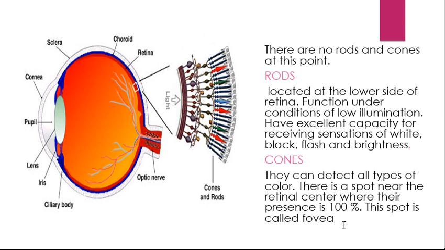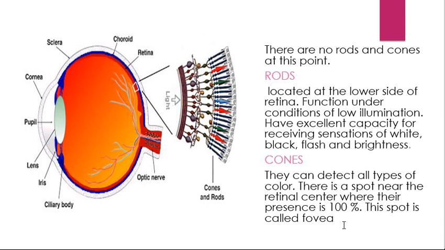Without light, vision is not possible. Vision involves at least 300 millimicron wavelength of light waves. So rods are the receptor cells which work in darkness, which work under conditions of low light.